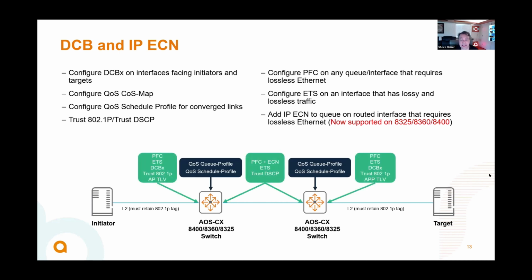I just wanted to give you an end-to-end view of a data center bridging solution with IP ECN layered on top of it. Here we have an end-to-end solution where we're doing layer 2 from the initiators and the targets to the directly attached switch, but we've got a layer 3 hop in the center. So we're going to be deploying the data center bridging protocols like PFC, ETS, and DCBX. We're going to be applying these using queue profiles and schedule profiles, but also because of this layer 3 hop in the center, we're going to layer on IP ECN, which, like I mentioned, marks the least significant bits in the diff-serve field to tell the initiator, hey, there's congestion on the link, so just throttle back your traffic a little bit.